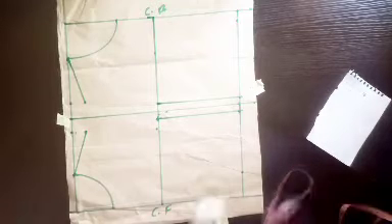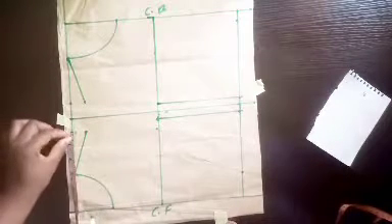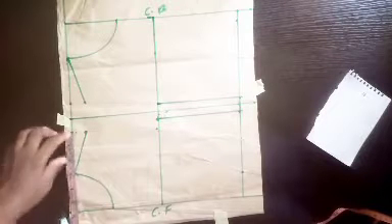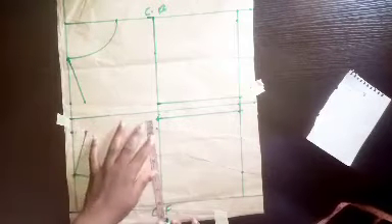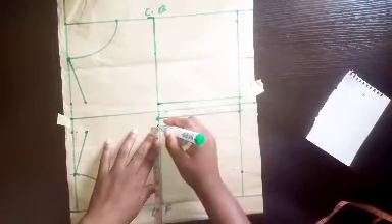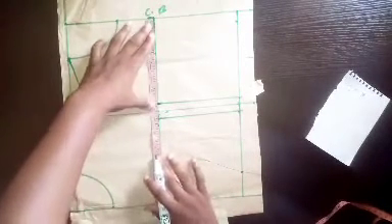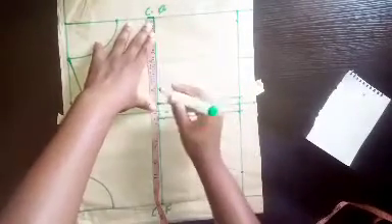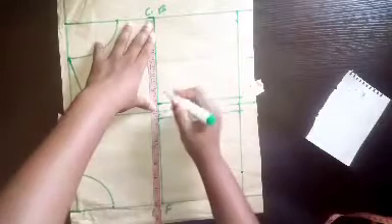So this is the front and the back. For the armhole, I will mark my shoulder measurement, half of my shoulder measurement. I will bring it down to my chest line. I have 5.5. I will mark 5.5. I will do the same thing for the back. From the center back, I will mark 5.5 also.